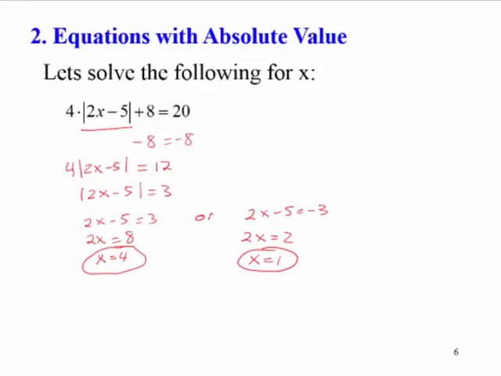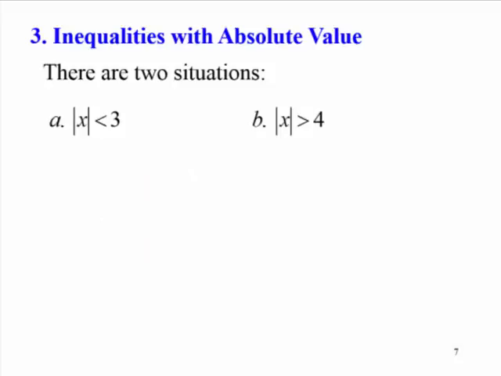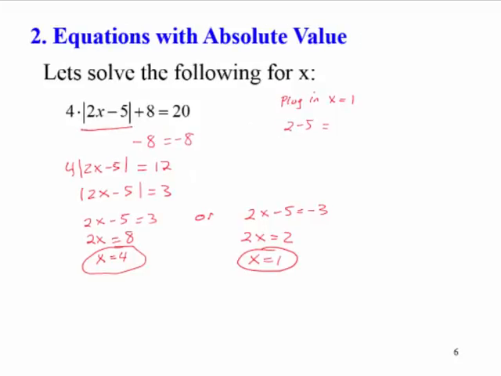Let's check an answer. Plug in x equals 1, so we have 2 minus 5 is equal to minus 3. Absolute value of minus 3 is equal to 3. So we have 4 times 3 is 12, plus 8 is 20. And that one worked. And the other one will work too. Okay.